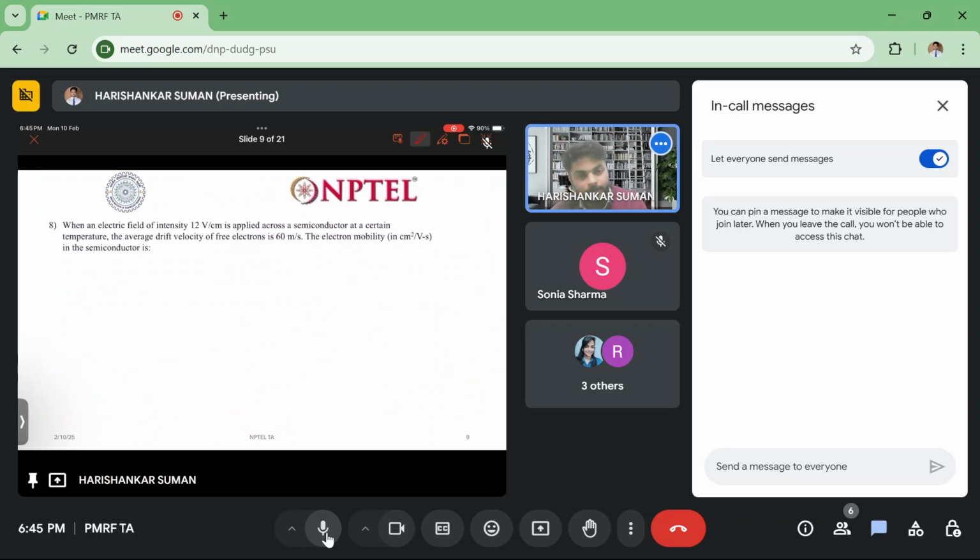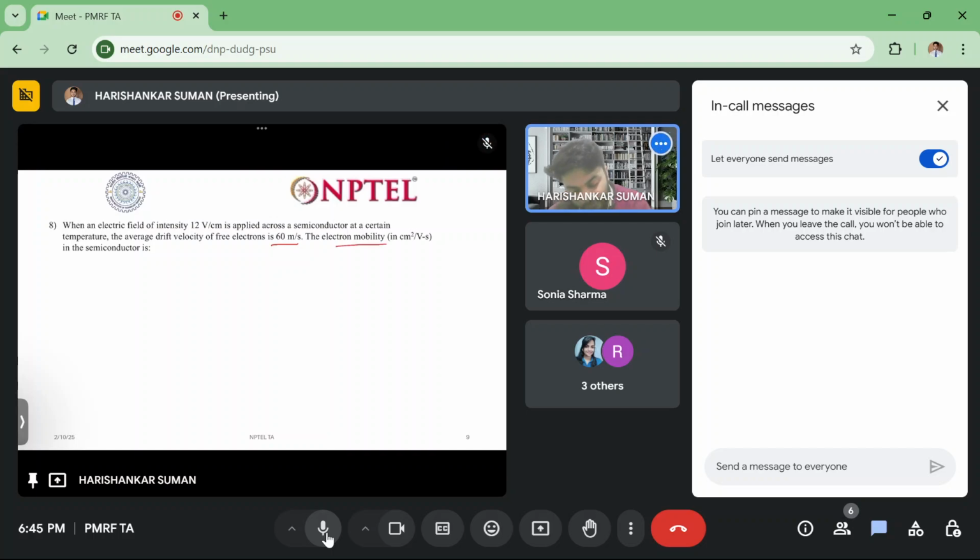Next question. When an electric field of intensity 12 volt per centimeter is applied across the semiconductor at a certain temperature, the average drift velocity of an electron is 60 meter per second. The electron mobility in the semiconductor is, these are the 5 options. Answer is E, but please find out, you can use this formula. You can take 5 minutes for this question.